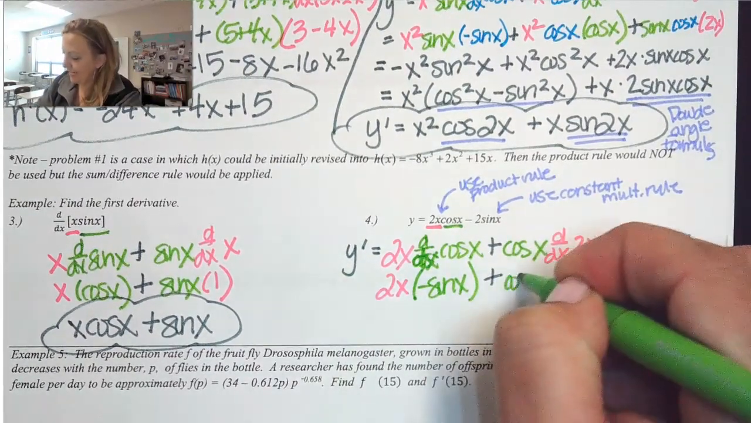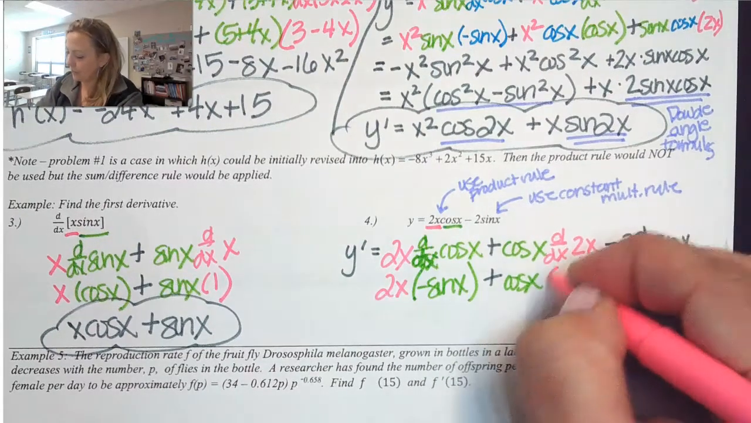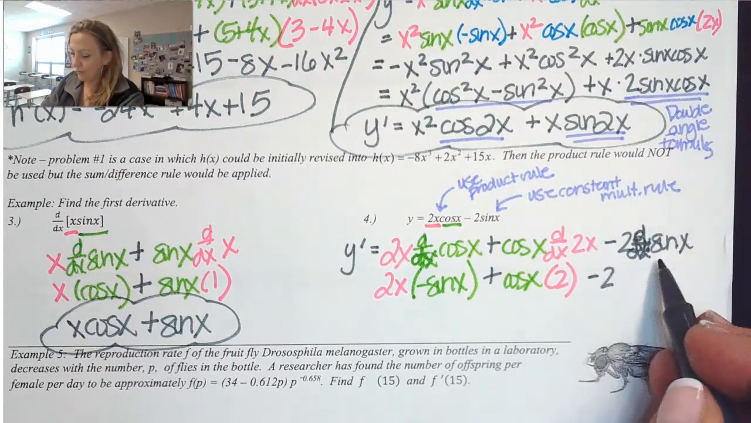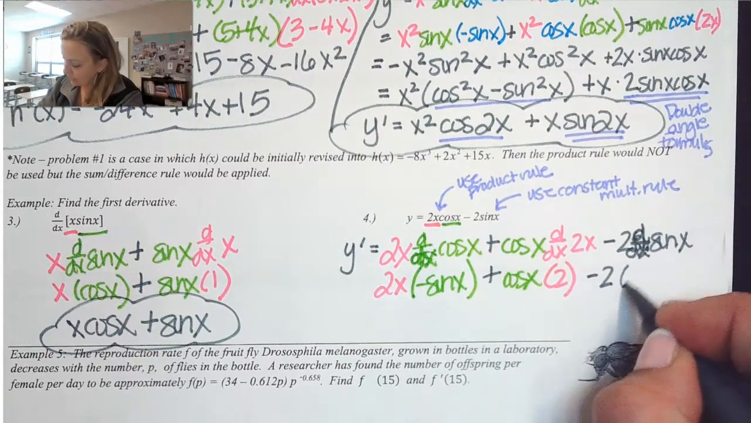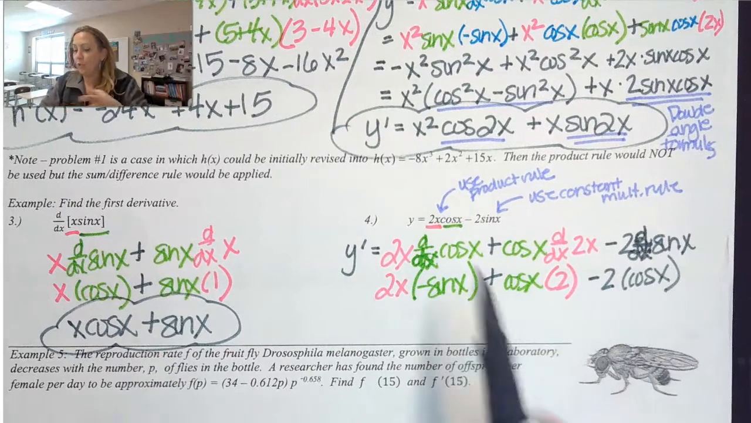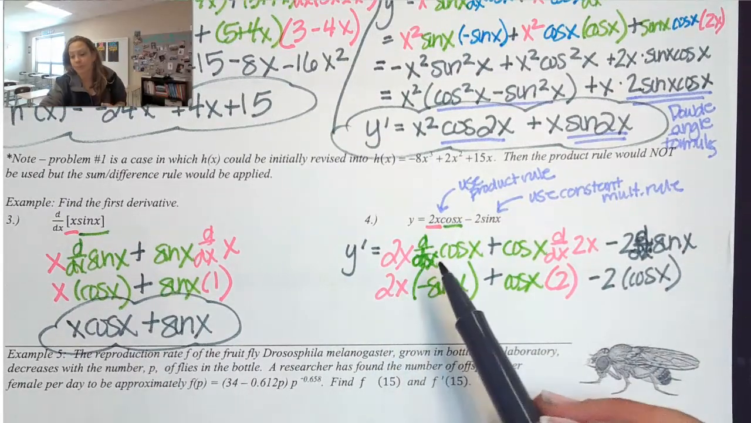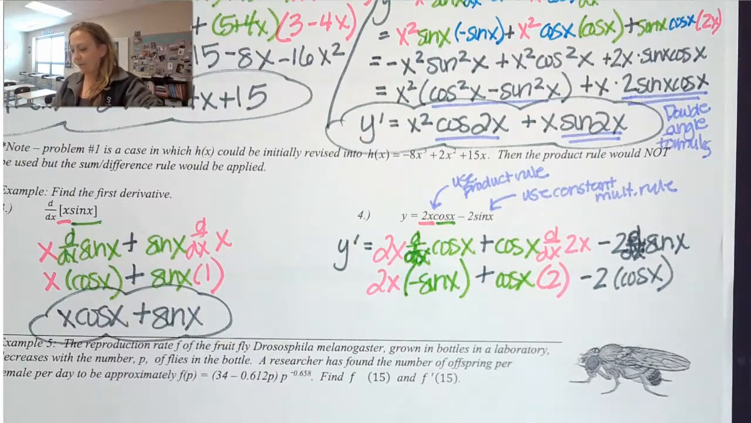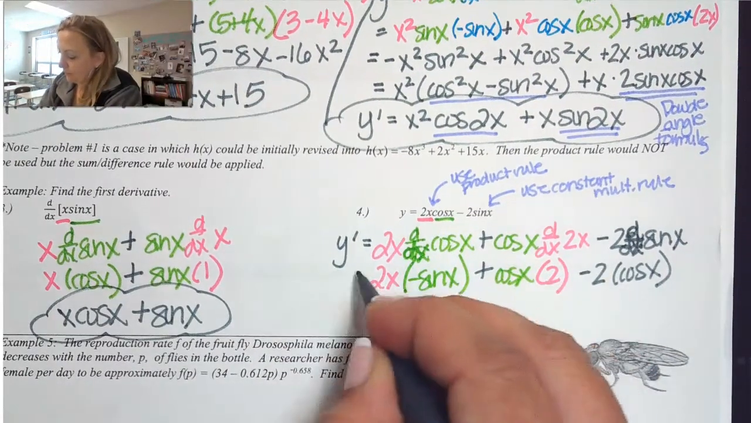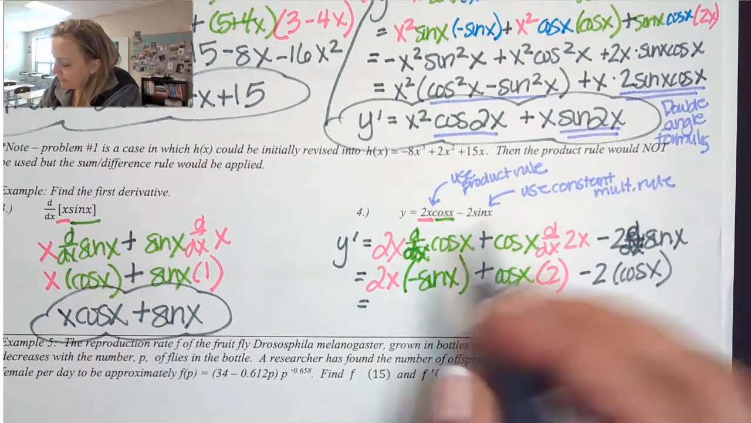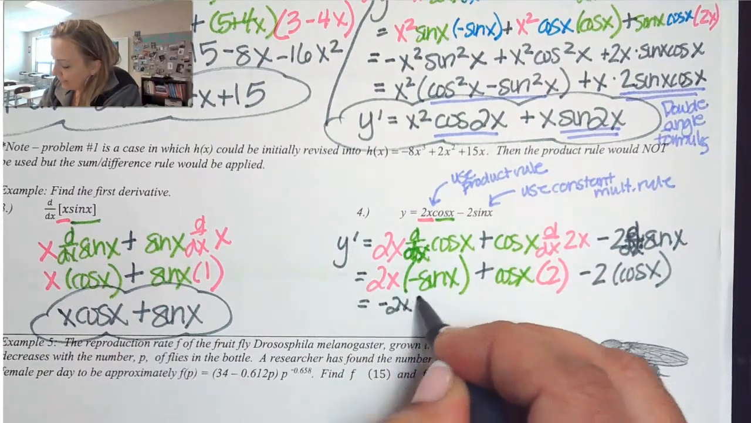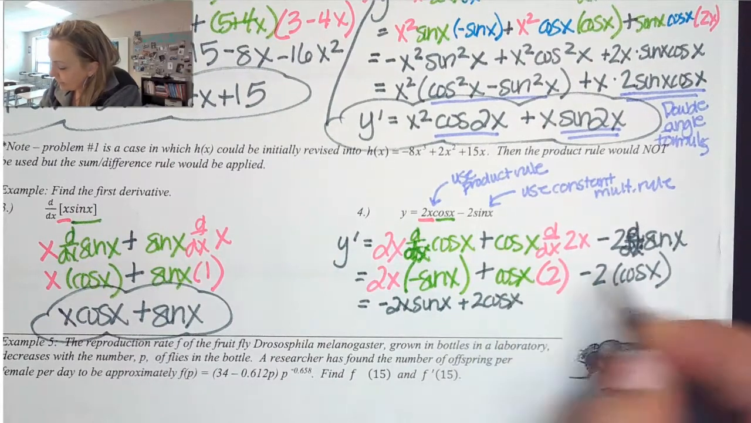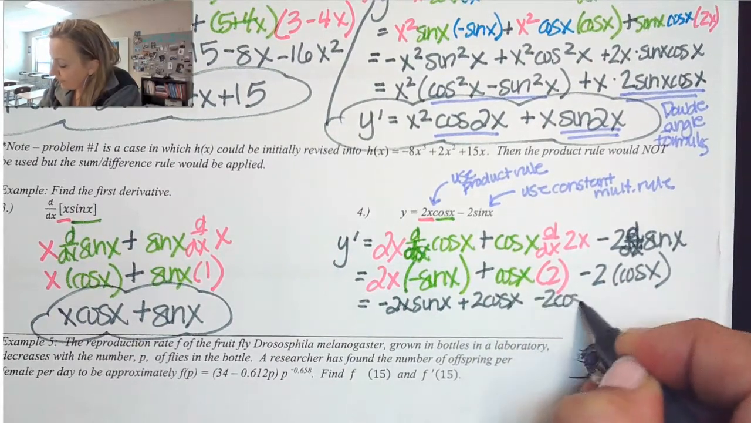And now we can take the derivative of 2x, which is just 2. Then we have minus 2, and the derivative of sine of x is just cosine of x. So we do want to take the derivative of each term. Just in the first one, we end up having to use the product rule, and in the second one, we just use the constant multiple rule. So this gives me negative 2x sine of x plus 2 cosine x minus 2 cosine x.